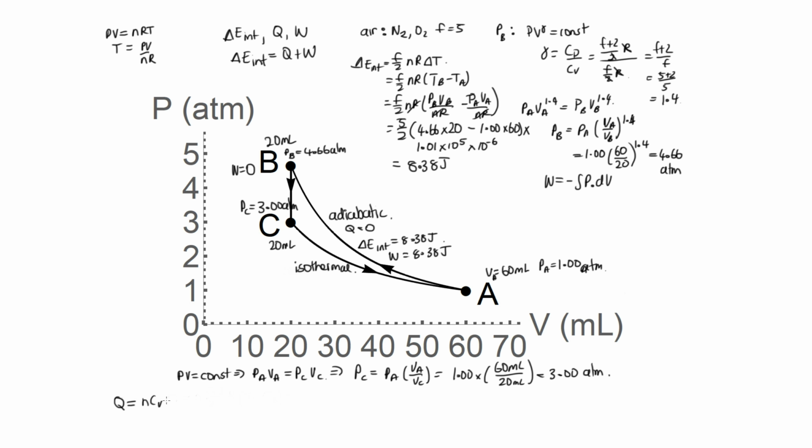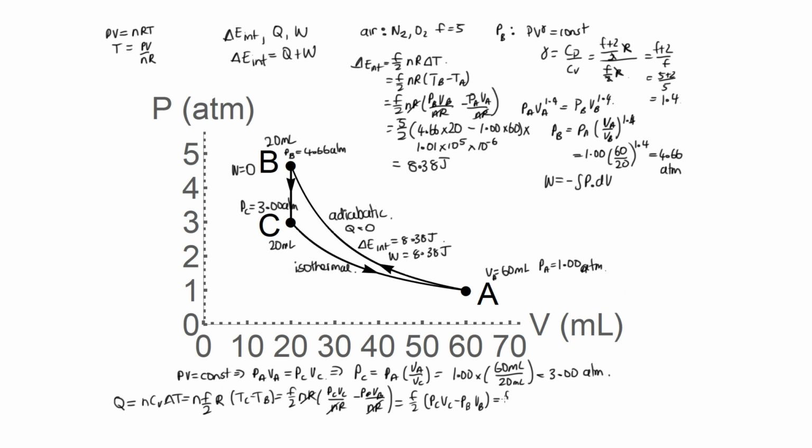So this is nC_V times delta T. So this is equal to n times f over 2R times delta T. So that's T_C minus T_B, which is equal to f over 2 times nR. Now T_C, just using this equation again, we've got P_C V_C over nR minus P_B V_B over nR. The nR's cancel, and we end up with f over 2 (P_C V_C minus P_B V_B).